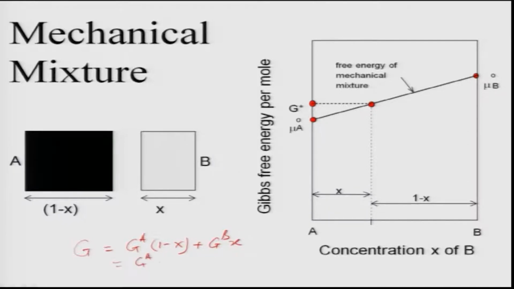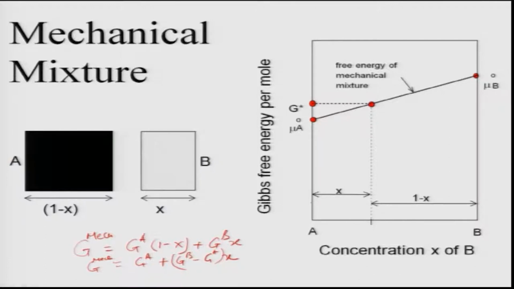Let us write down G of A, plus G of B minus G of A into x. So, this is the G of the mechanical mixture. That means this is y equal to mx plus c, a straight line equation. This straight line has a fixed slope, that is G B minus G A, and a fixed intercept.